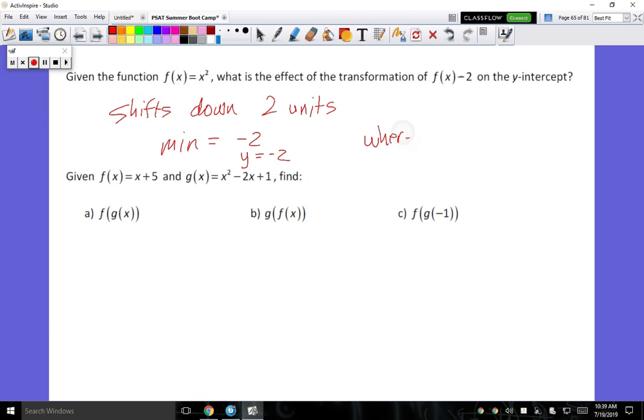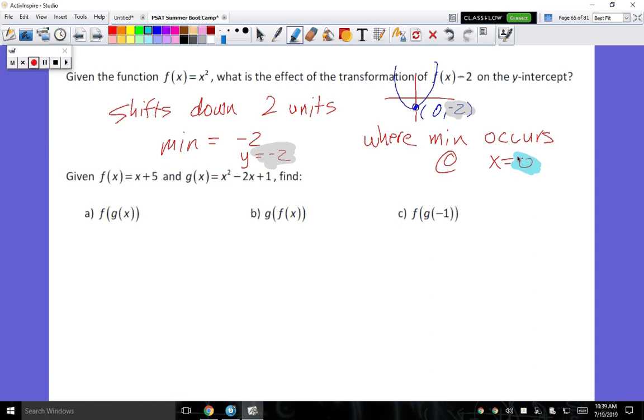Where does the min occur? So min occurs at x is equal to 0. As we know, this graph is this. So 0, -2. And this is the what it is, and this is the where it's occurring.